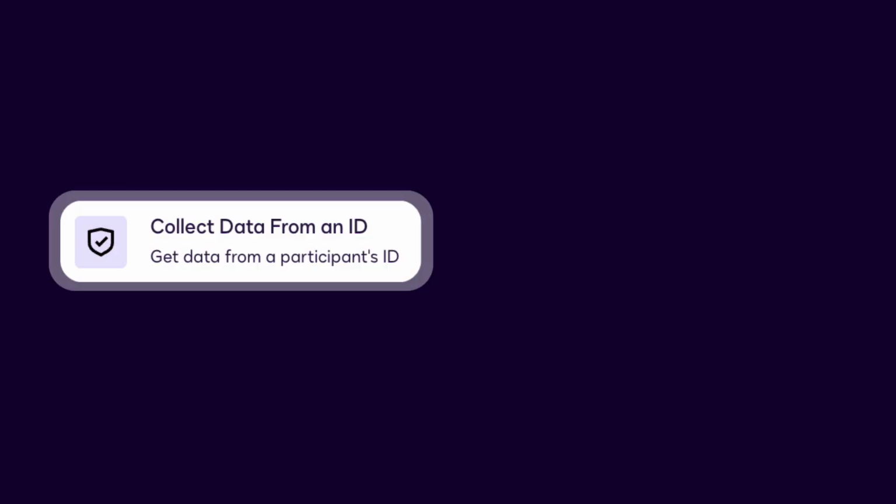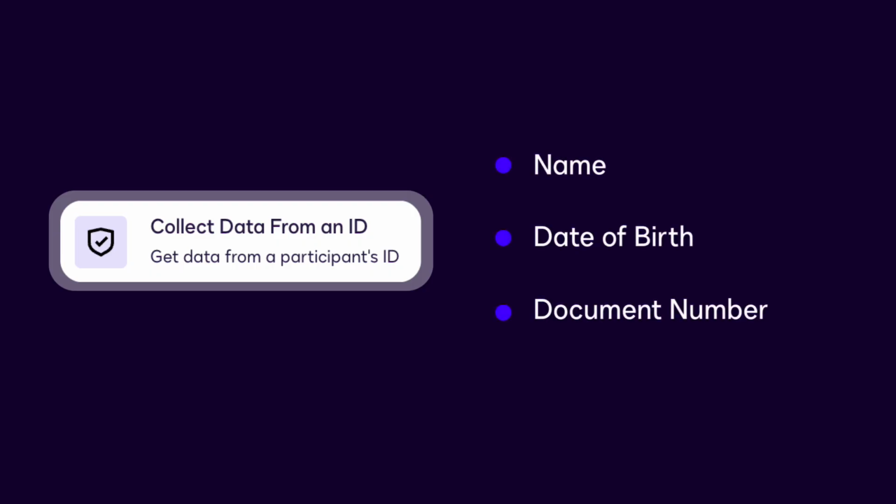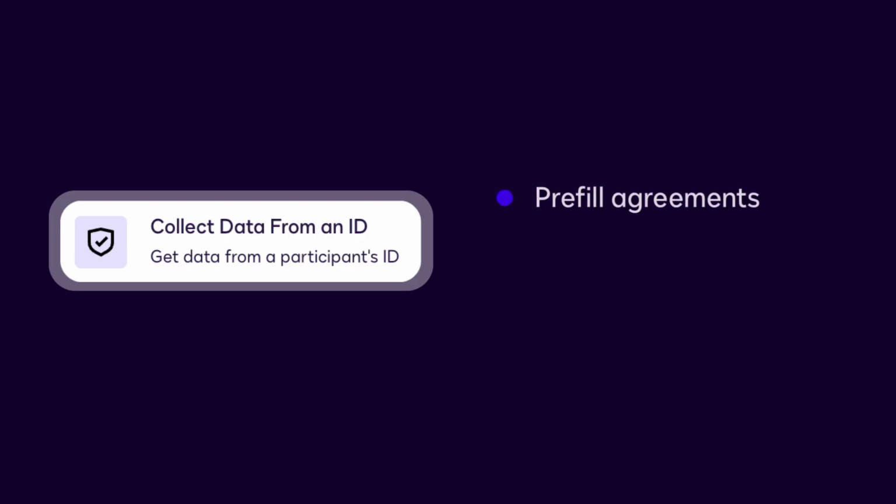The collect data from an ID step extracts structured details from an ID, like name, date of birth, or document number, so you can reuse them throughout your workflow. You can use this step to pre-fill agreements or drive routing logic.